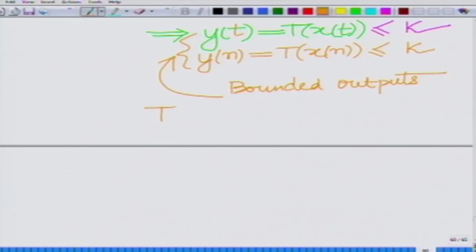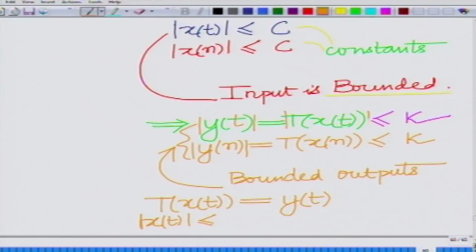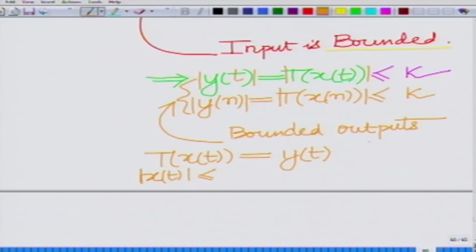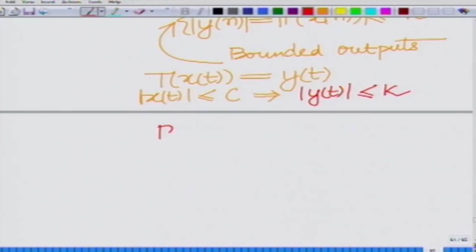That is, for the input x(t) with magnitude of x(t) less than or equal to c, just have the magnitude function over here, magnitude of y(t) is less than or equal to k. So, if magnitude of x(t) less than or equal to c, that is a bounded input, implies that the output magnitude of y(t) is less than or equal to k. Alright. So, bounded input produces bounded output.